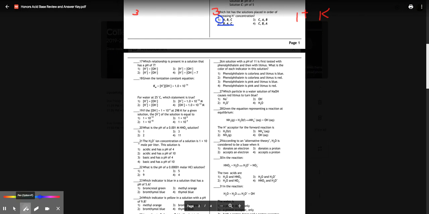Which relationship is present in a solution that has a pH of 7? 7 is neutral. Which of these represents neutrality? That means when you have the same amount of hydrogen ions, acid, as you do hydroxide ions, base. Okay, given the ionization constant equation, W means water. So water, you know, is neutral, pH of 7. So you have those multiplied, give you that. So if water is neutral, that means once again we have equal concentrations of hydroxide and hydrogen ions.